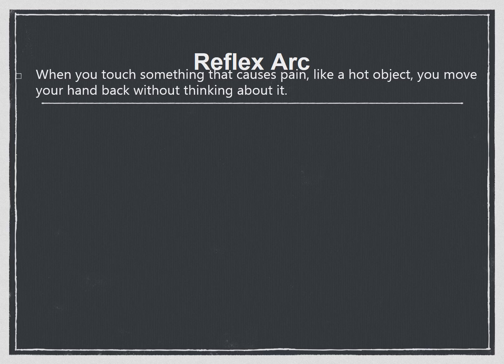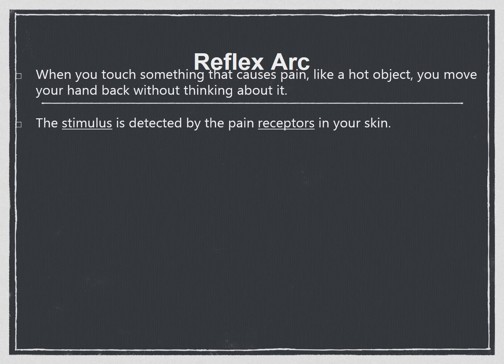Continuing on with our reflexes and reflex arc, and applying what we just learned about our nerves, we're going to put that into a physical system. We already know that when we touch something that causes pain, we're going to move away from it without thinking about it. The stimulus is detected by the pain receptors in our skin. A sensory neuron is going to connect those pain receptors to your spinal cord. The pain receptors pass that information on to the sensory neuron. The sensory neuron is what physically connects those receptors to your spinal cord. They're going to carry the impulse.